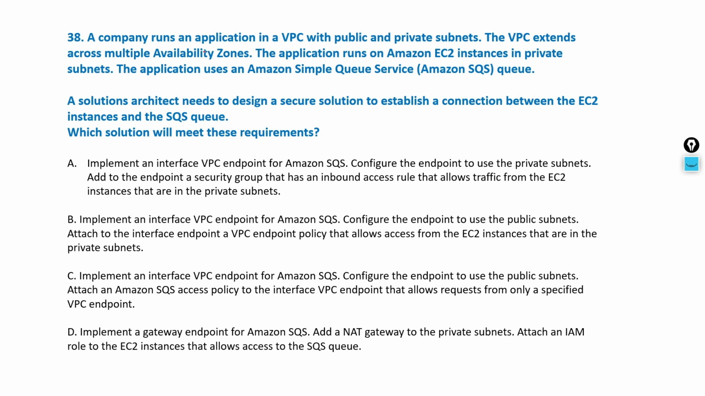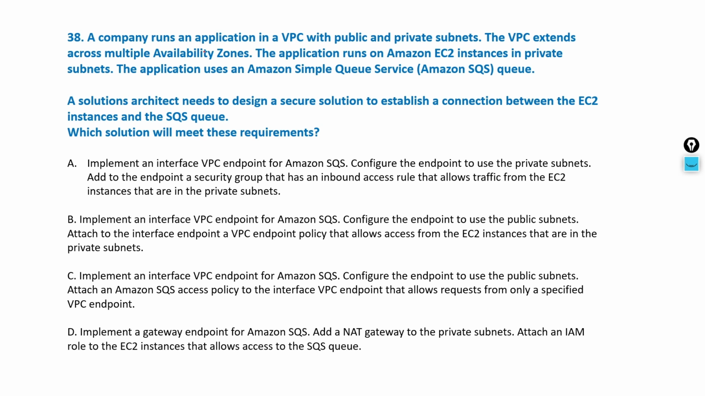Next question, 30th. A company runs an application in a VPC with public and private subnets. The VPC extends across multiple availability zones. The application runs on an EC2 instance in a private subnet. The application uses SQS. A solutions architect needs to design a secure solution to establish the connection between the EC2 instance and SQS. Which solution will meet this requirement? They have given options A, B, C, D. We need to choose one.